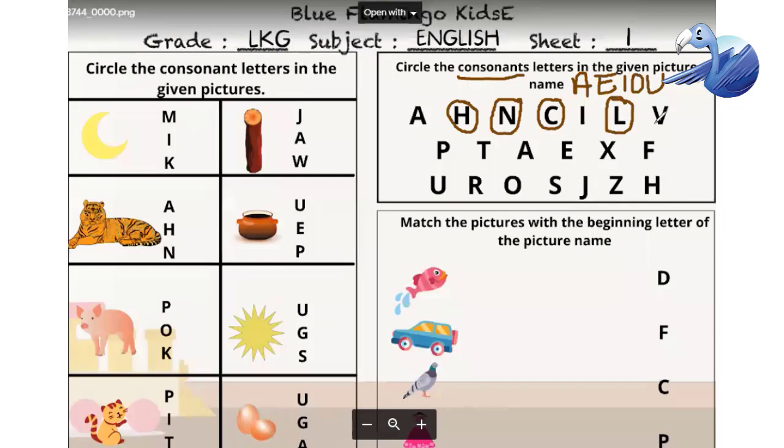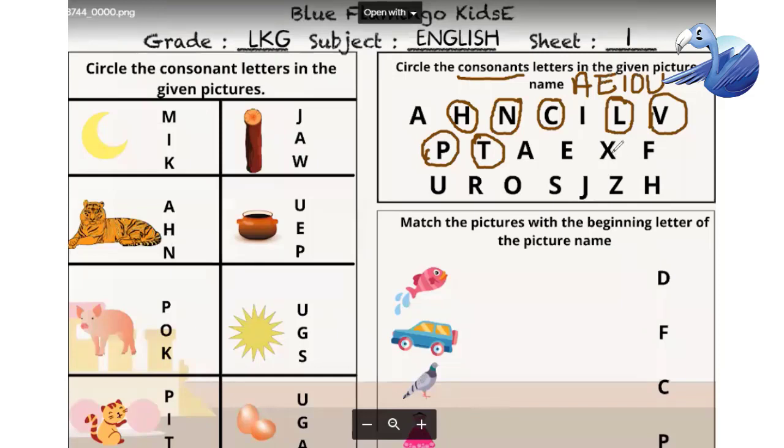V. V is also a consonant. P. P is also a consonant, because do you find P here in these 5 letters? No. Next is T. So T is a consonant? Yes. So we have to circle T. A is here, no? So we don't have to circle A. E is also a vowel. So we don't have to circle E.